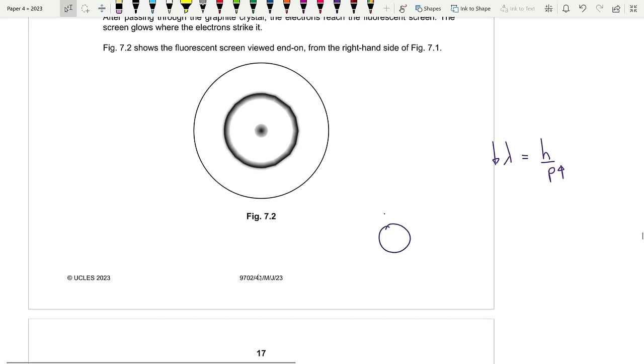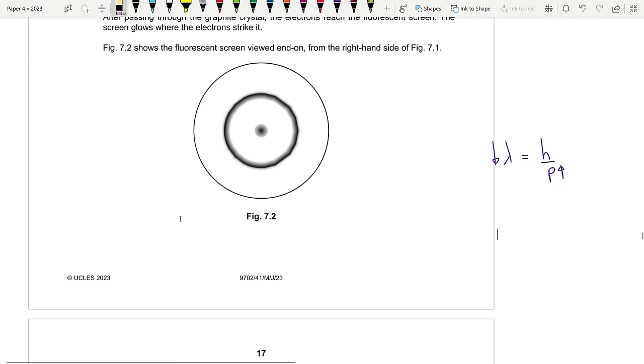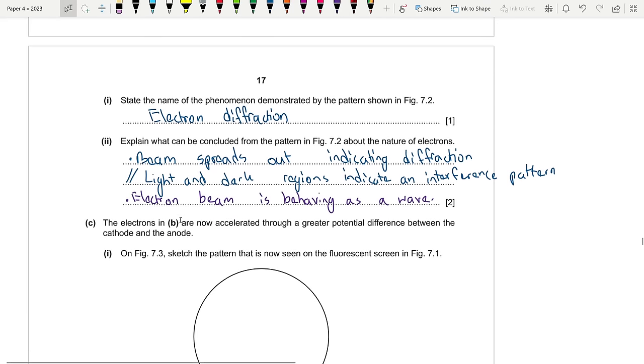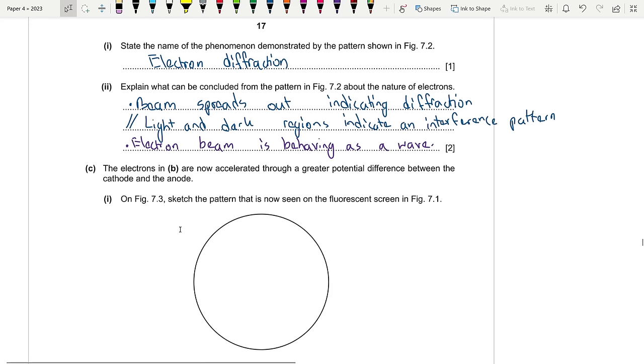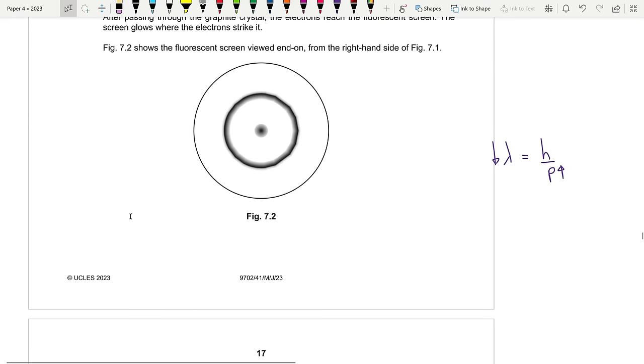So if we talk about concentric circles, beforehand if the pattern was like this, now the rings must be closer together. That means that lambda has decreased. The gap between the rings actually refers to the wavelength of the particle, okay? That's what you need to know, that the gap between the concentric rings represents the wavelength of the particle. So according to the mark scheme, it's stated that there should be a central blob and concentric rings, and the rings are closer together than previously.